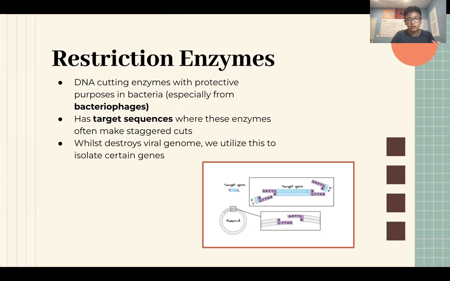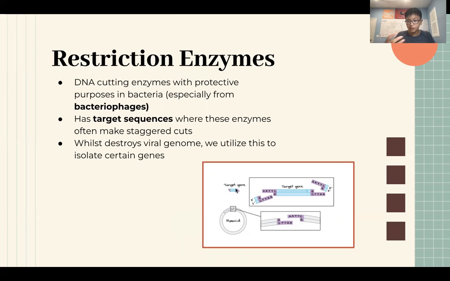In this case, restriction enzymes are DNA cutting enzymes, and they're usually used for protective purposes in bacteria. So if your bacteria is penetrated by a bacteriophage, these restriction enzymes can help to destroy the bacteriophage's viral genome, making it immobile or useless. They make staggered cuts called sticky ends, and these can also help to isolate specific parts of the plasmid and start the transfer process where you take a specific segment and move it to someone else.